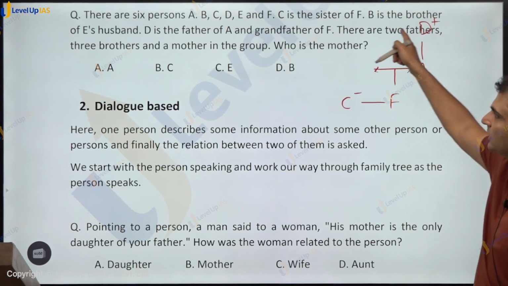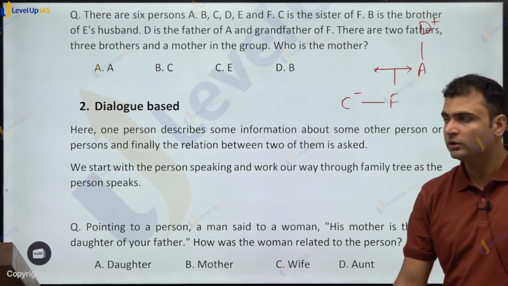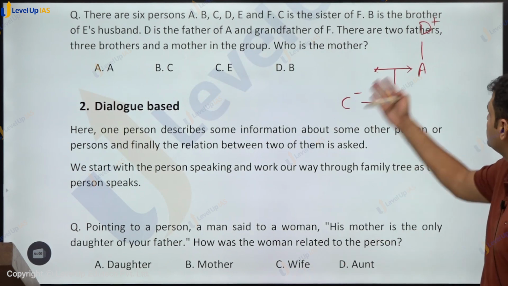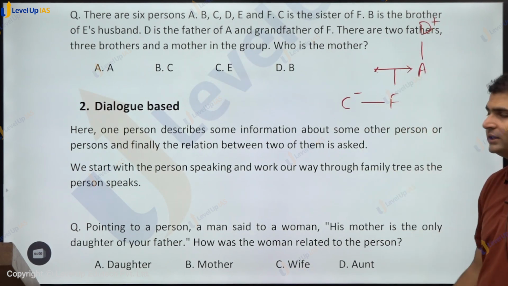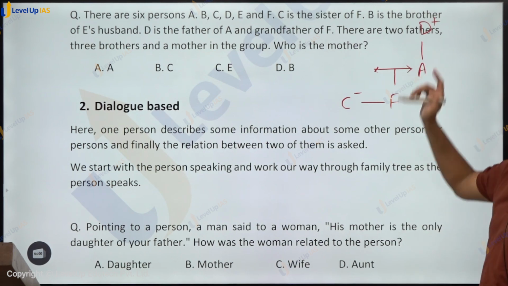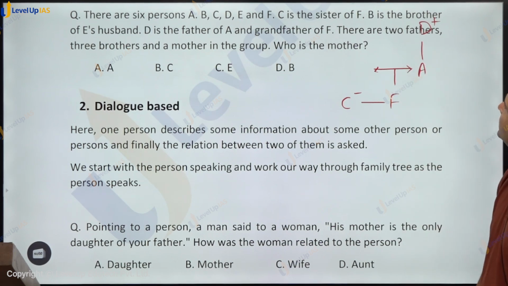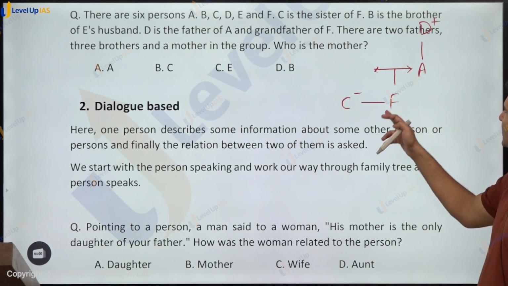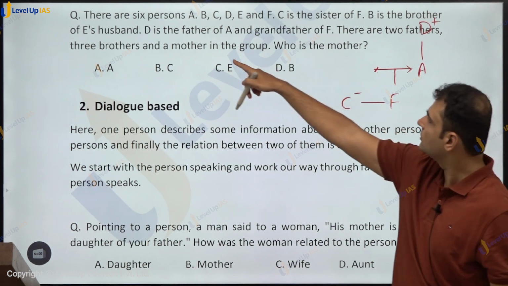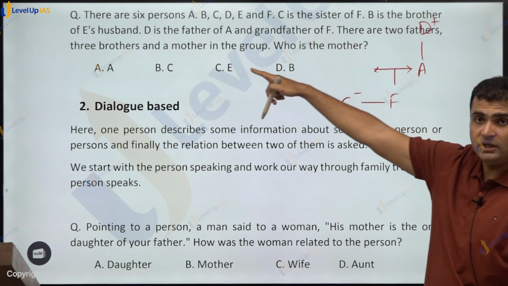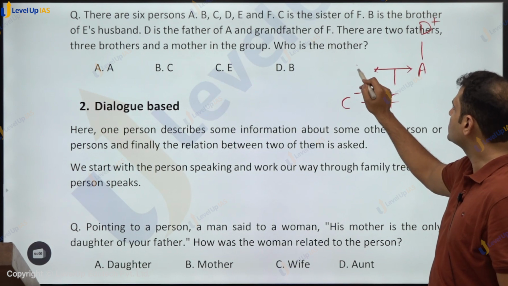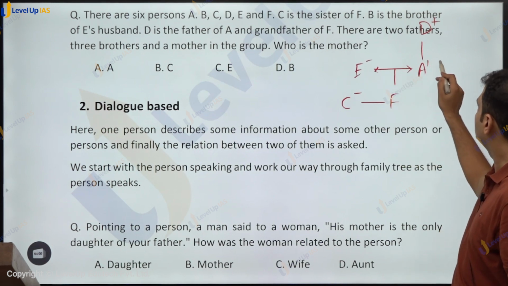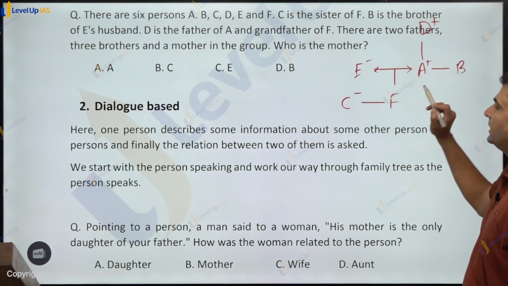There are 2 fathers, 3 brothers, and a mother in a group. So 2 fathers. One father is obviously D, and the second father is father of F. So there are 2 people, one is this, one is this. What else do we have? 2 fathers, 3 brothers. One brother is B. B is brother of E's husband, so that B is there at the husband's place. So it looks something like this. E's husband and B is brother of that. Fine.